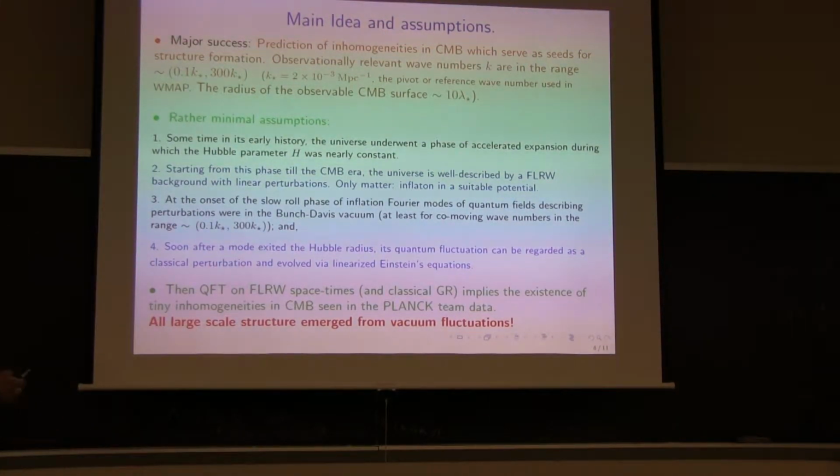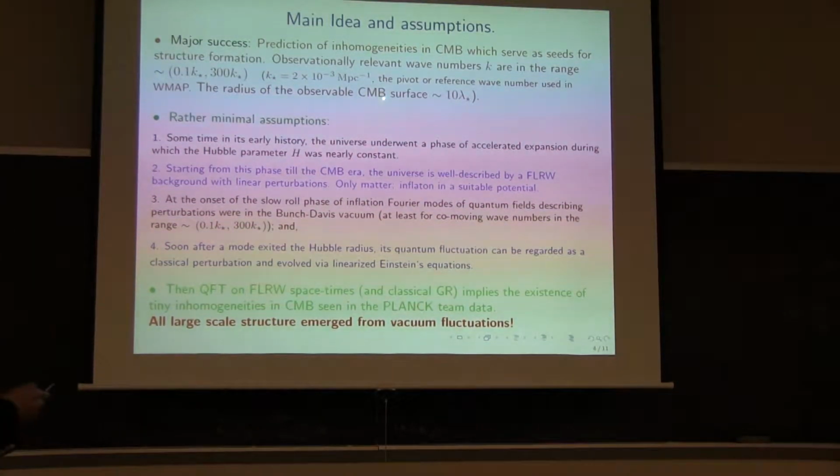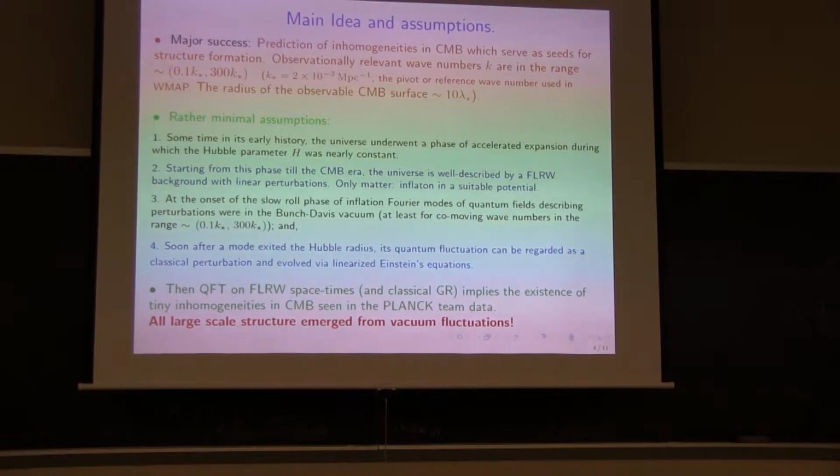So what is K star? Well, K star is about 2 times 10 to the minus 3 per megaparsec. That is to say, it corresponds to a wavelength of about 10 to the 3 megaparsec. And this is the pivot or reference wave number used in WMAP. The Planck collaboration uses some other wave number, but one just converts the results from one wave number to the other.